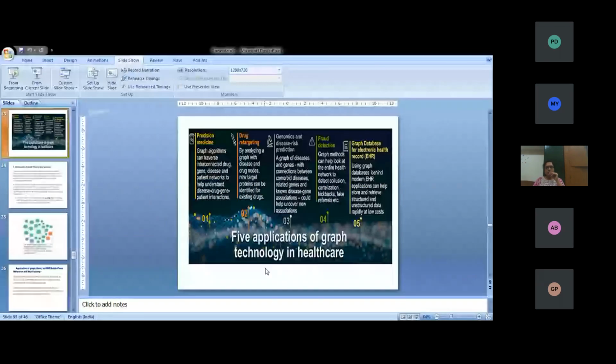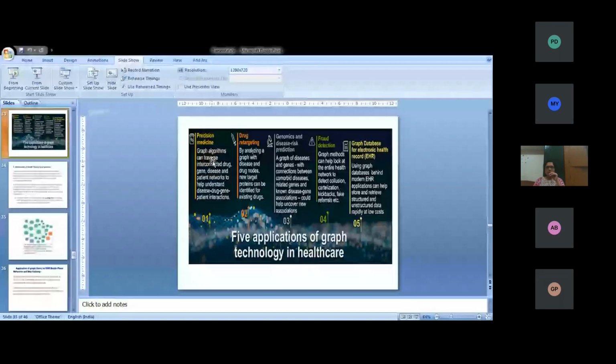So this is the application of graph theory in healthcare, where we are also using this graph technology. Decision medicine: graph algorithms can transform interconnected drug, gene, disease, and patient networks to help understand disease, drug, gene, and patient interactions. So we can predict the medicines we have to find. They are all interconnected, and with graph algorithms we can use this. And drug repurposing: by analyzing a graph of disease and drug nodes, new target proteins can be identified for existing drugs. So for drug repurposing, we are using this graph.